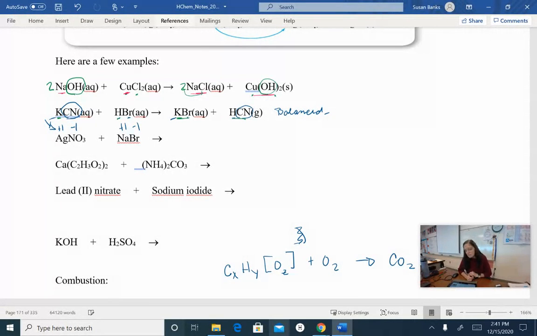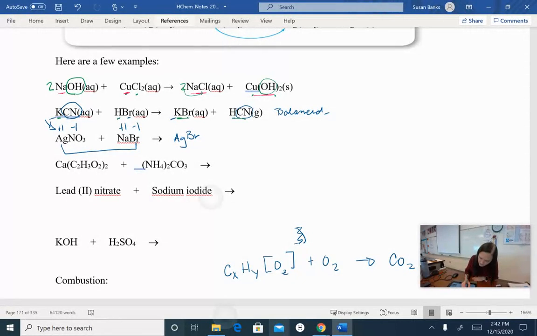Now remember, positives have to bind with negatives. So silver has to bind with a negative. The only other negative in this equation that it can bind with is bromine. Silver is a positive 1, bromine is a negative 1, so we need a ratio of 1 to 1. 1 silver and 1 bromine. Positive 1 plus negative 1 equals 0.